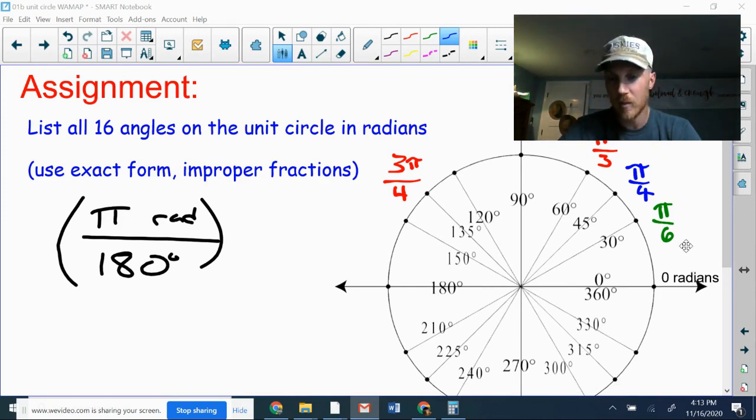So the answers we just came up with, pi over 6, that's 30 degrees, pi over 4, that's 45, pi over 3 for 60 degrees. We didn't do some of these. Actually, we looked at a couple of these, if you remember from yesterday. But 135 degrees, that's the one we just did, is 3 pi over 4.